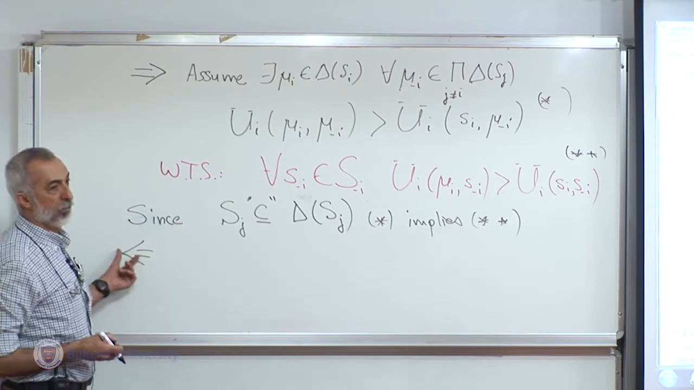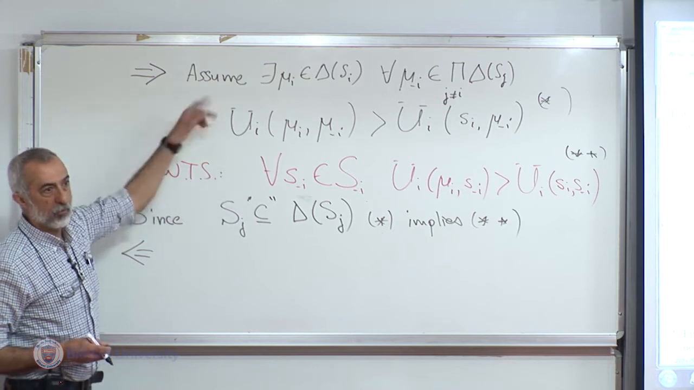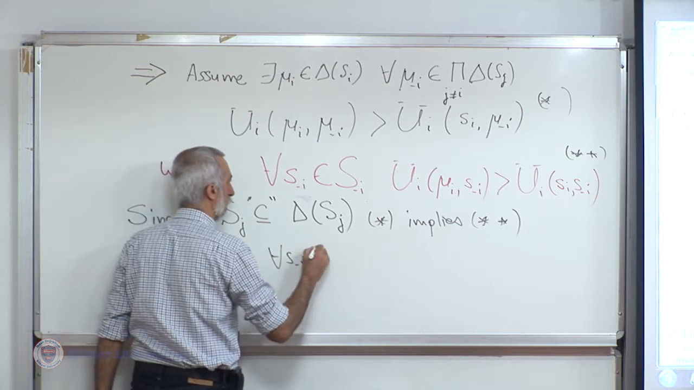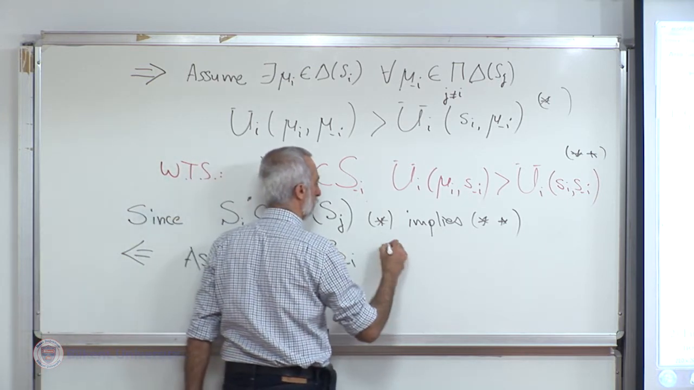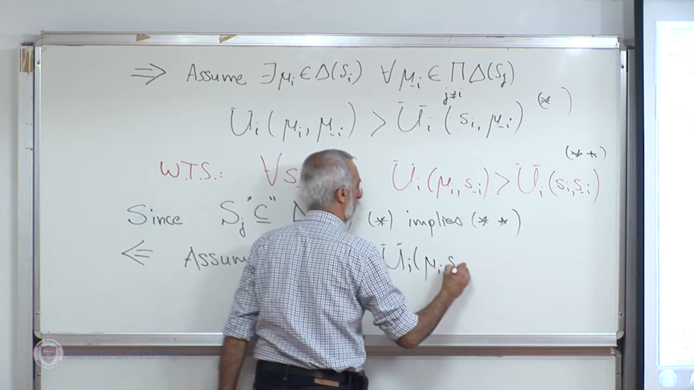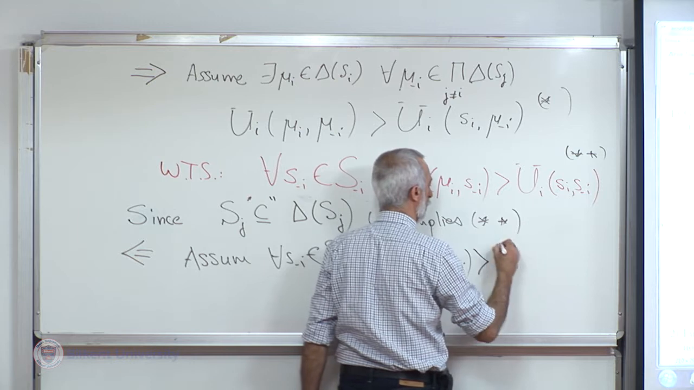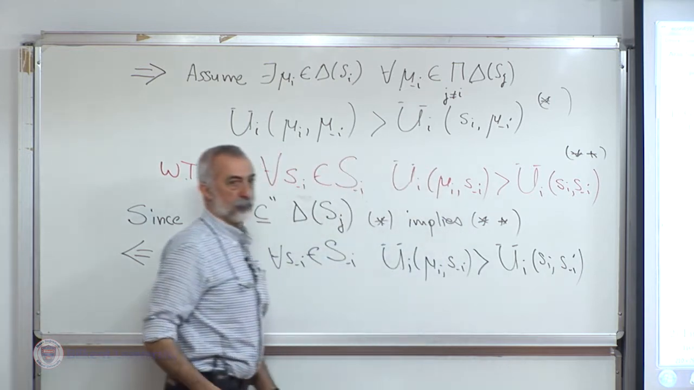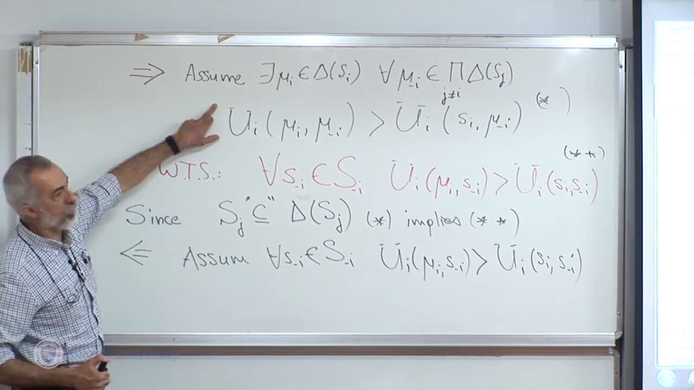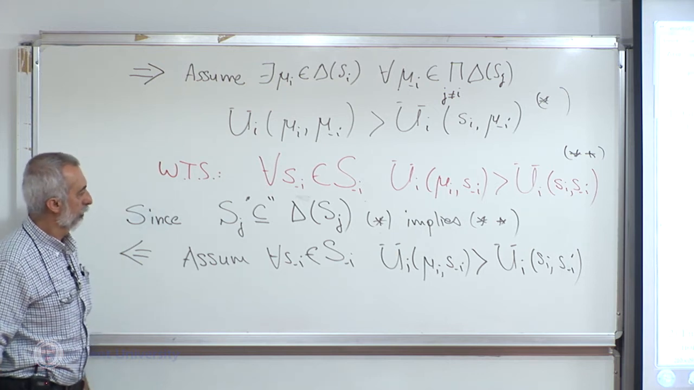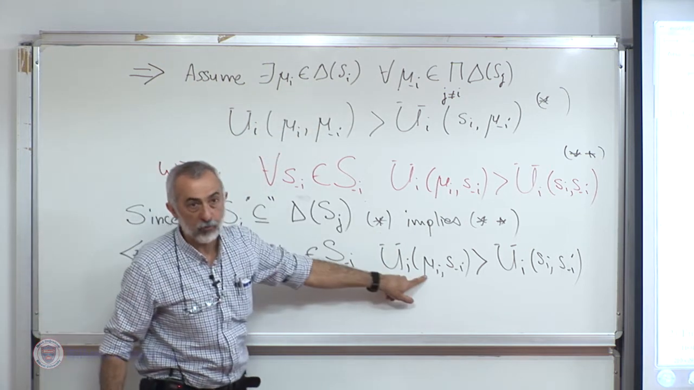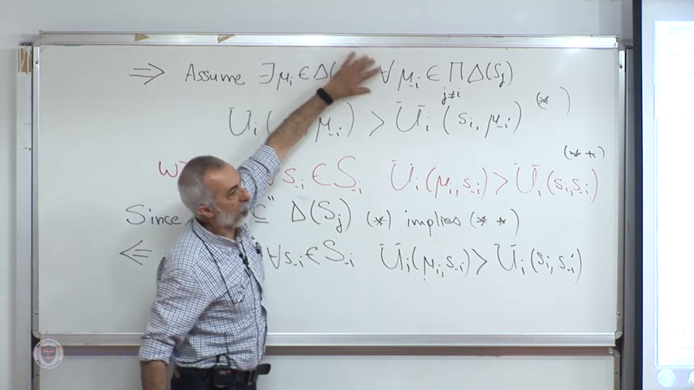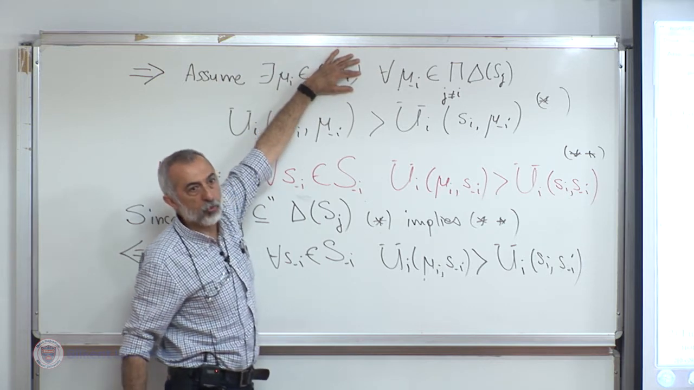the harder part is, how do we go from here to here? So we start by assuming that for any s minus I in capital S minus I, ui of mu I, s minus I is greater than ui of si, s minus I. Okay, so we want to show that this is the case. Okay, well, we don't have to worry about that. We're already given mu I. Okay, so we want to show that if this is true, this part has to be true. So how do we do that?